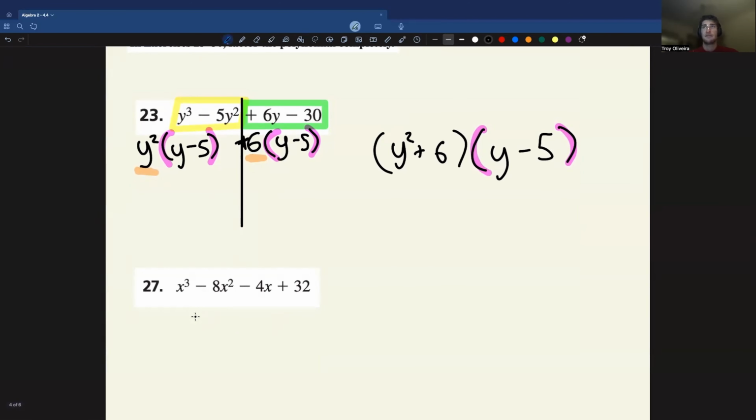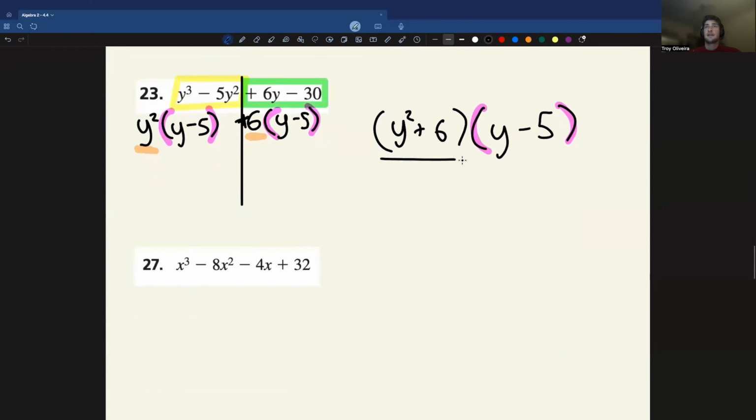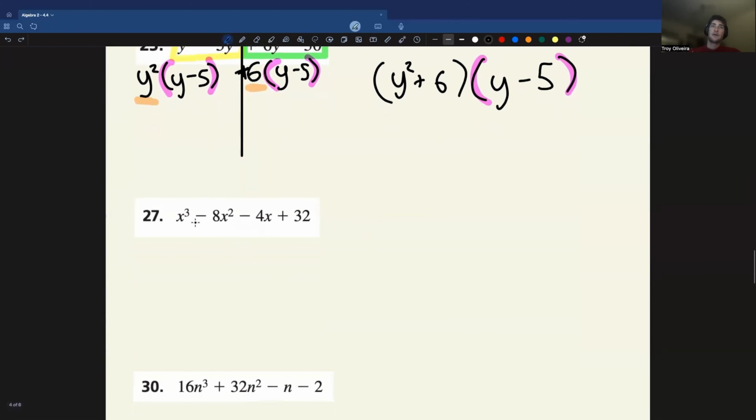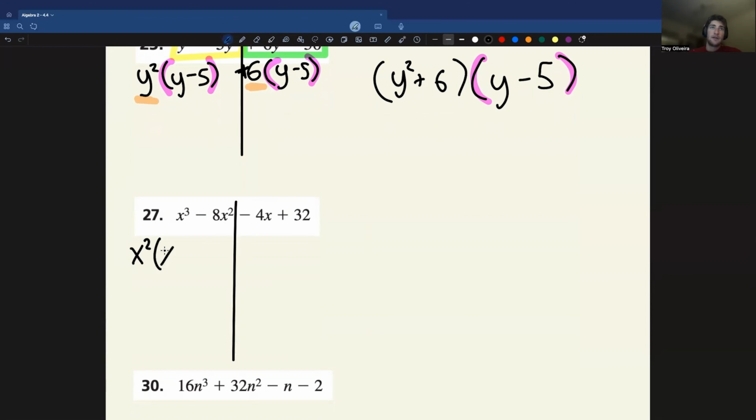It involves some negatives. And once again, you can't factor y squared plus 6 anymore, so that is fully factored up top. Okay, so let's factor this by grouping. Notice I'm drawing this line with the negative sign, which belongs to that 4x, right? It's a -4x, so I'm keeping that over there. Okay, so what can I factor out of here? Well, x squared, and then I'm left with x minus 8.